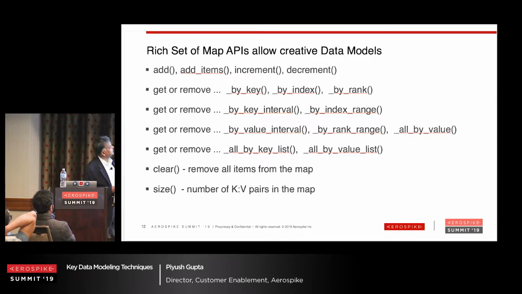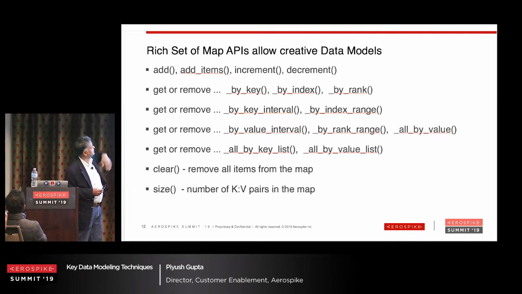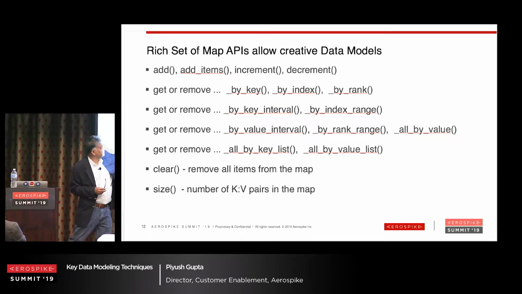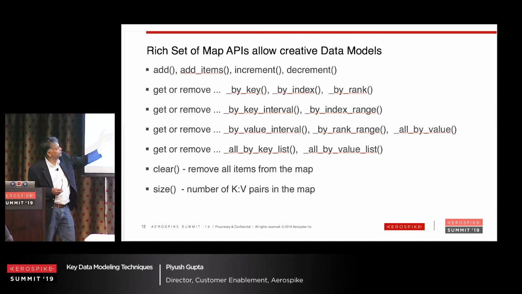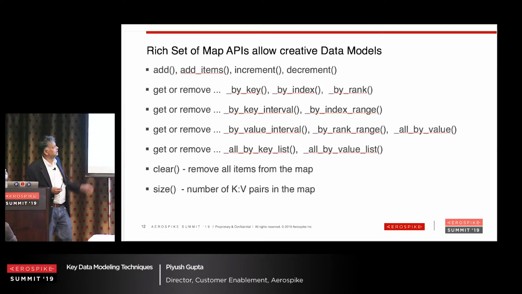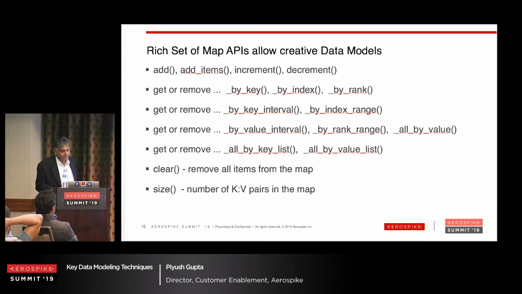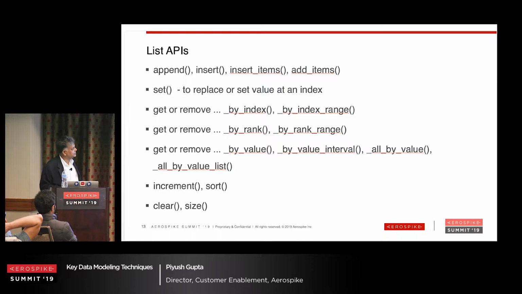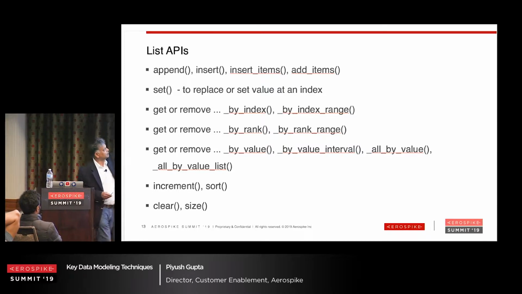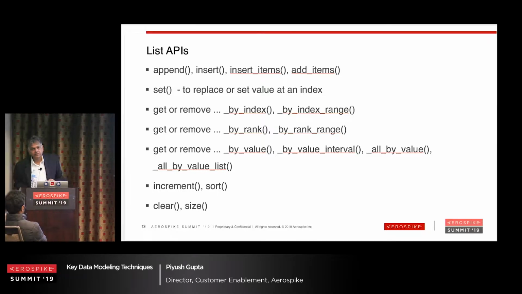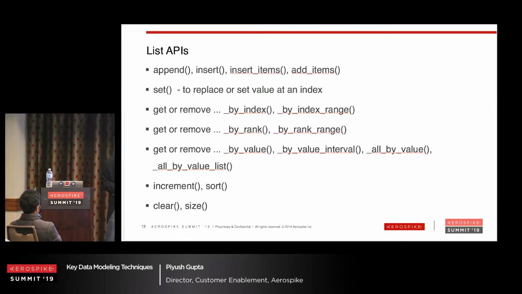So then let's look at the APIs. Besides adding the items and incrementing and decrementing them, you can get or remove by key, by index, by rank. You can again get or remove by the key interval, the index range, the value interval, the rank range, all by value, all by key list, all by value list. So a very rich set of APIs that let you do some very interesting data modeling. And likewise, you have the same set available with lists. So these kinds of APIs are not available at the UDF level. You can still modify individual items and such with UDFs, but this kind of rich set is not available.